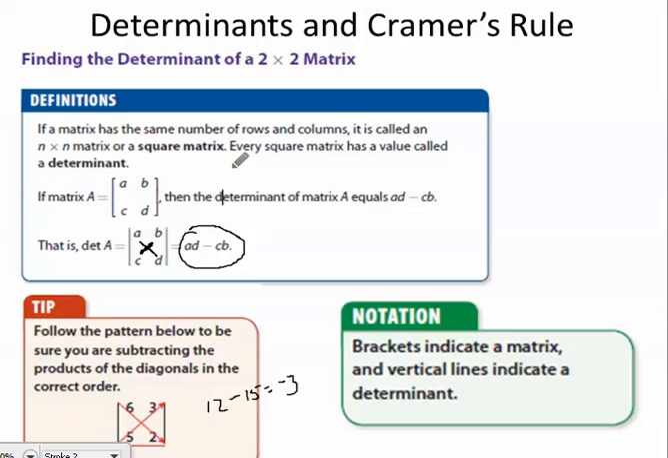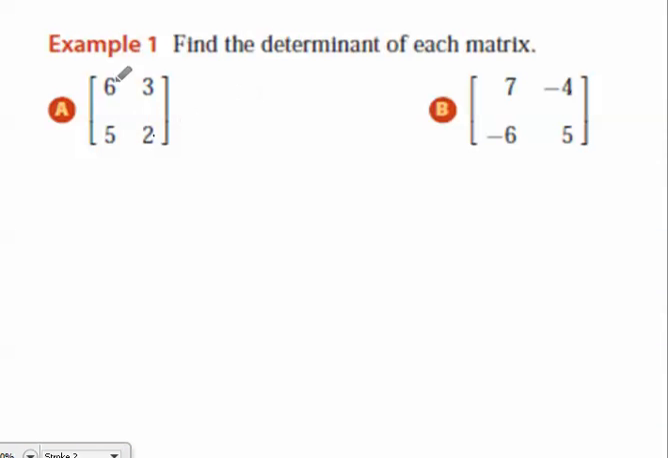Okay? So if you see the bracket lines, that means it's a matrix. But if you see the absolute value lines, the vertical lines, that means it's a determinant. So you have to be very careful with that. So 6 times 2, 12. 5 times 3 is 15. Minus 15 gives you a negative 3. That's one I just worked.